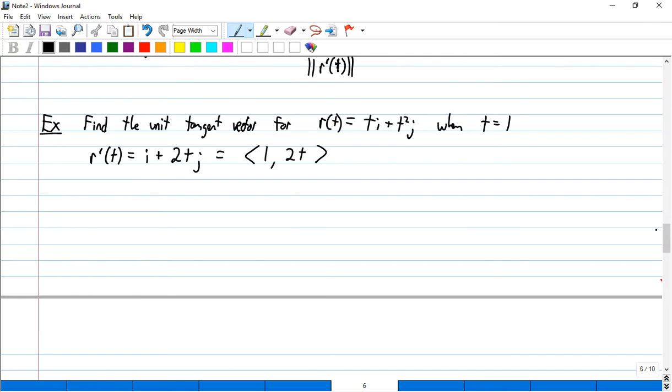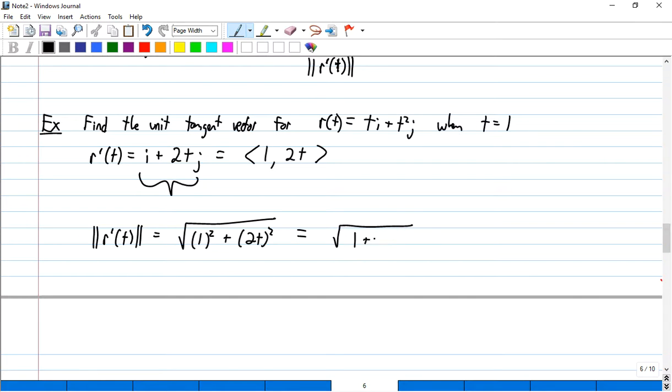All right. So we have our r prime of t. That's this right here. Now we need to find the magnitude of r prime of t. So that's going to be the square root of 1 squared plus 2t squared, or the square root of 1 plus 4t squared. Don't forget to square the 2. Common mistake.